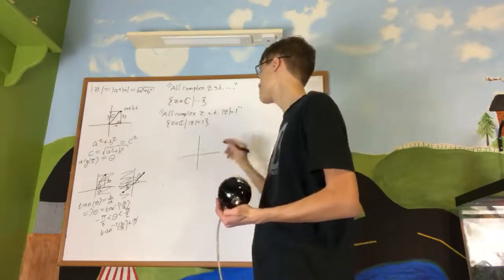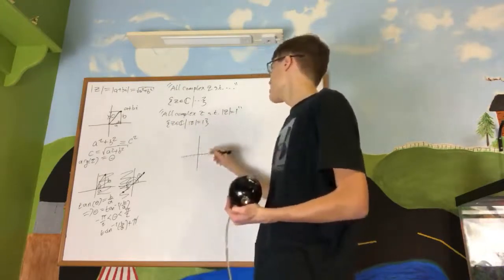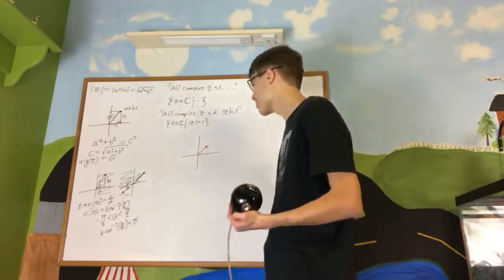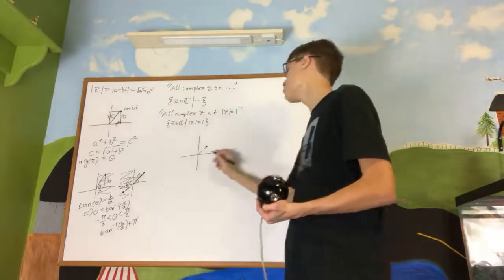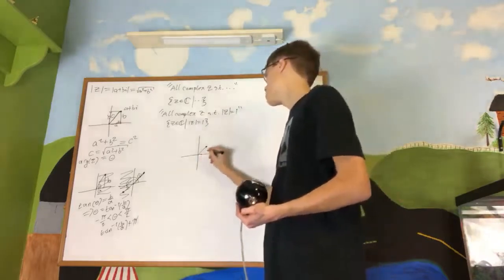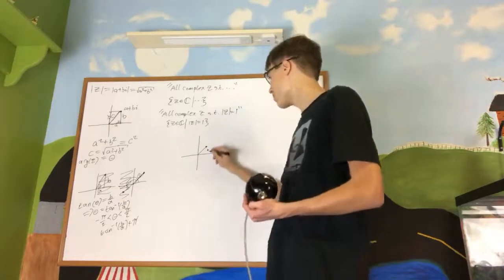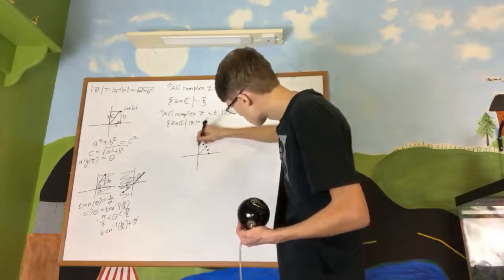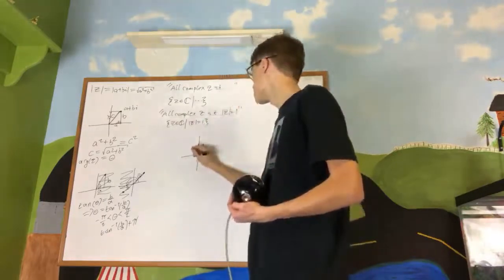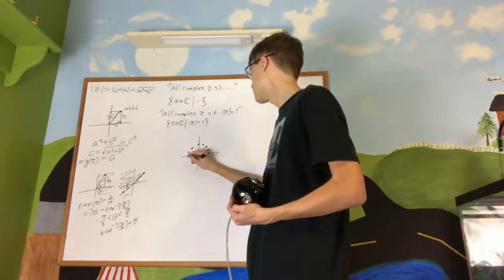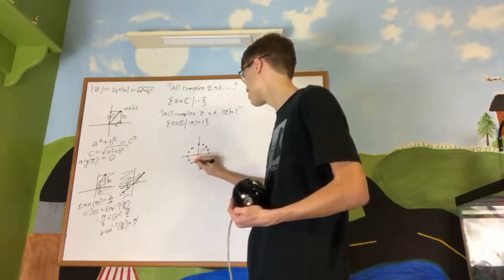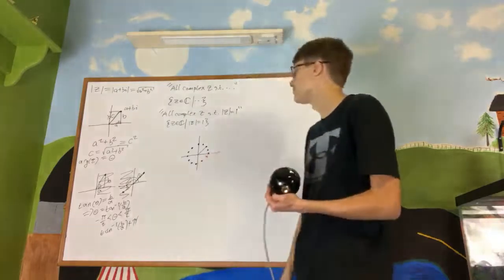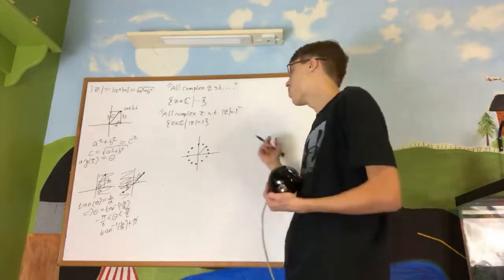If I have the complex plane, the magnitude of some complex number is the distance between that and the origin. And we fix that to be 1. So let's say this one is 1 away from the origin, this one is 1 away, this one is 1 away, and so on, like that. Now all of those are 1 away from the origin.